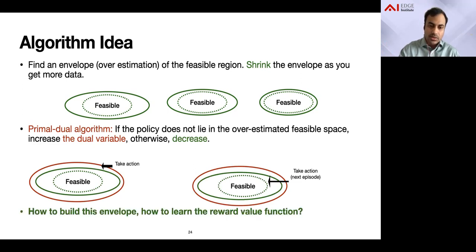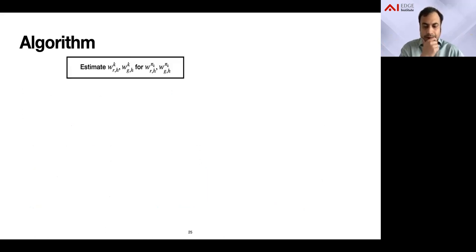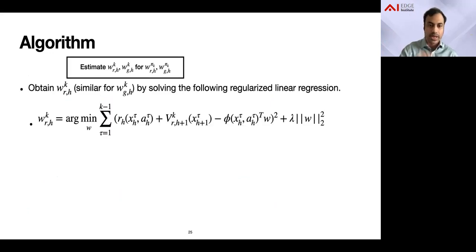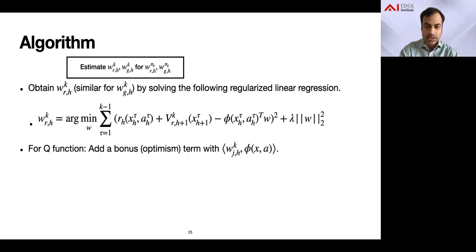Then the question is how to build this envelope, how to shrink this envelope, and how to learn the reward value function. It's not only about the feasible space. You also need to learn the reward value function, right? So this is where we use the linear structure. Again, we solve the linear regression problem to find this parameter by fitting the Q function in the Bellman's equation.